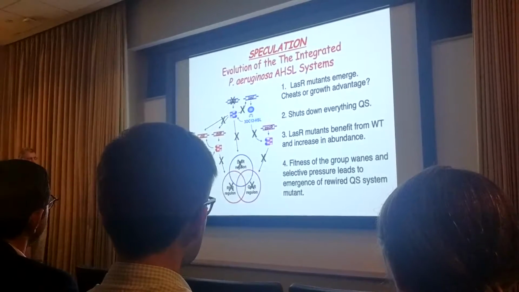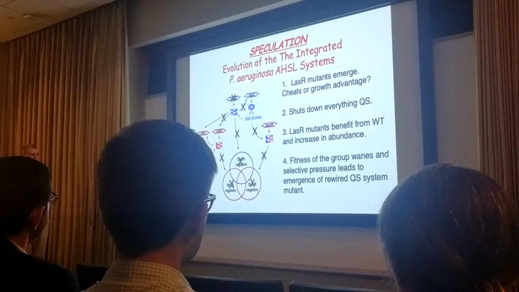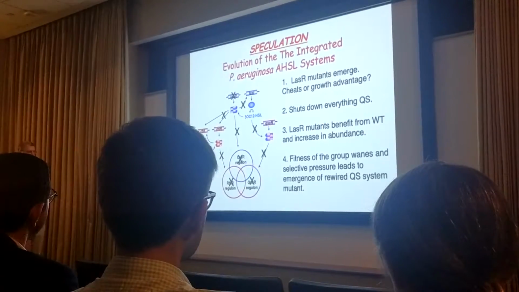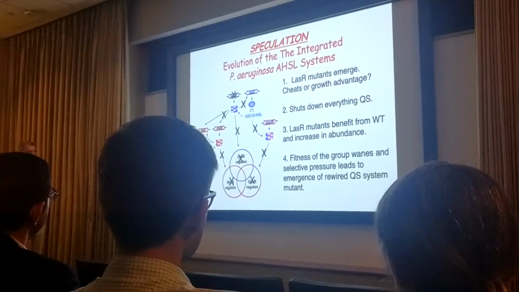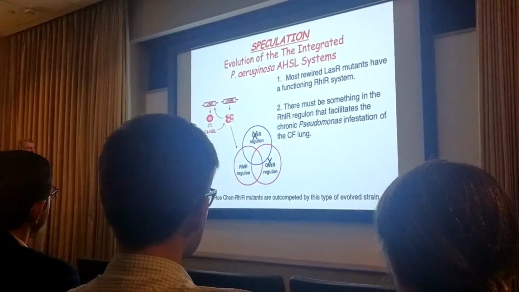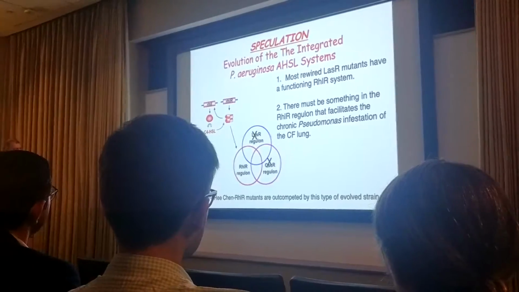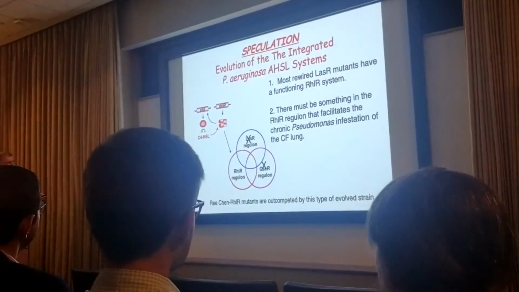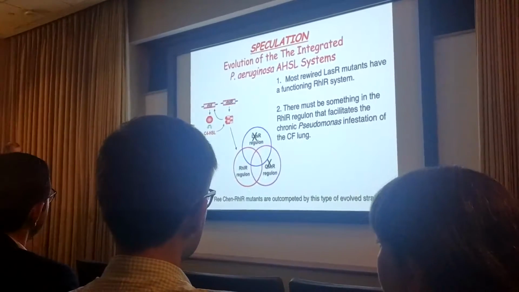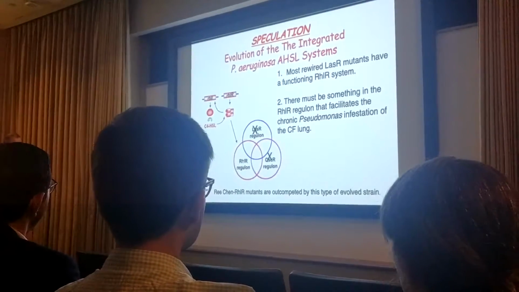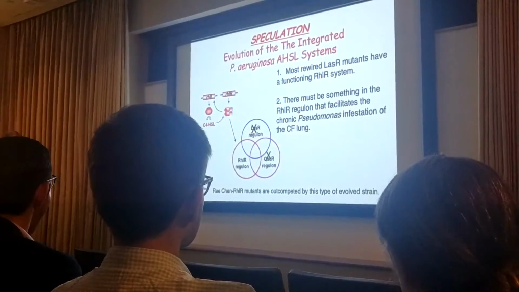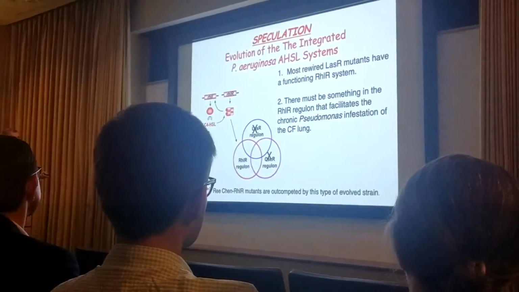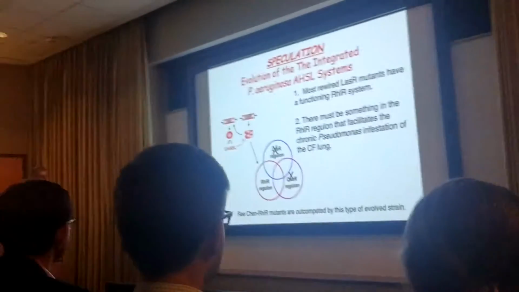And as they increase, the fitness of the group will wane. And some sort of selective pressure leads to the emergence of a rewired quorum sensing system. So you end up with this. RhlR and RhlI are active, and this regulon stays active. Presumably something in this regulon is important in these chronic infections. We'd like to find out what.